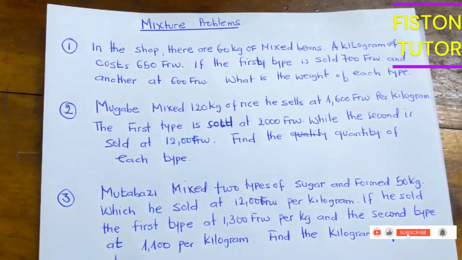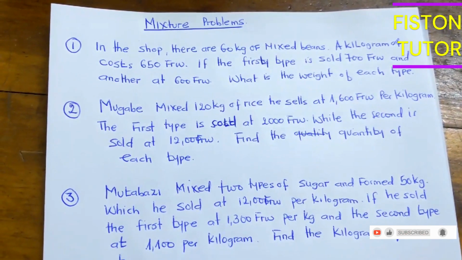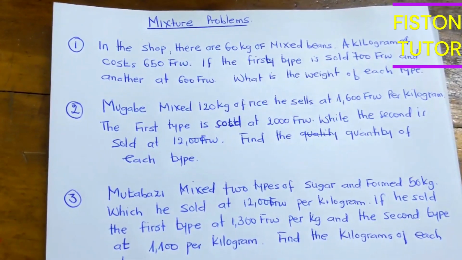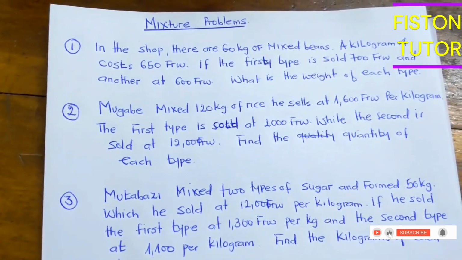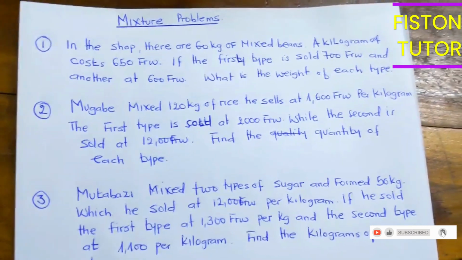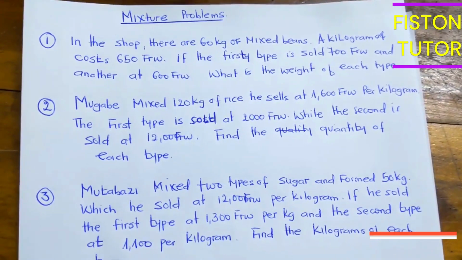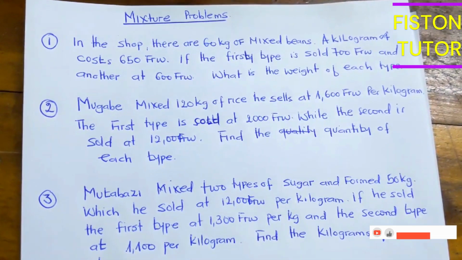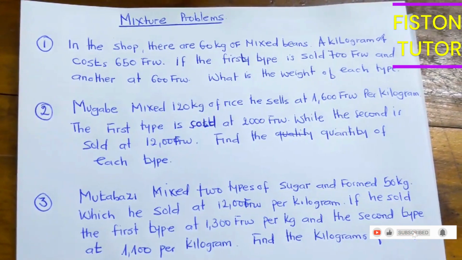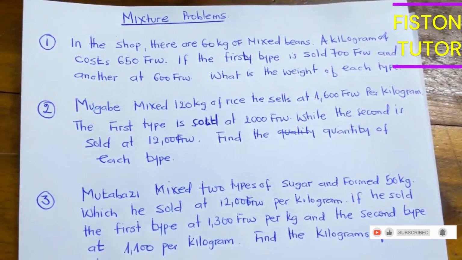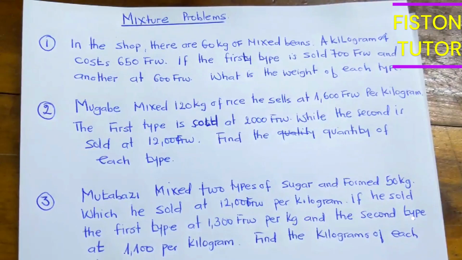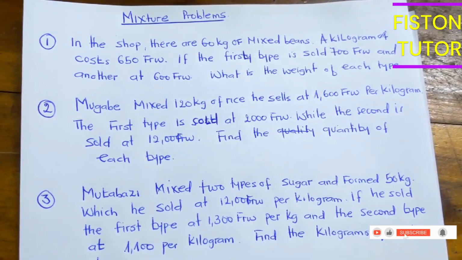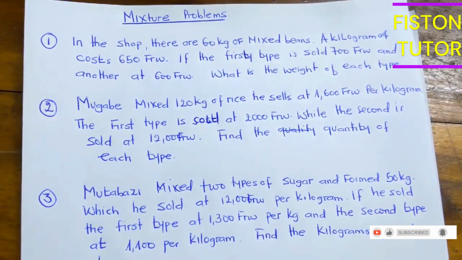Today we are going to solve the problems related to mixture problems, and we have a list of questions. There are 3 questions that we are going to solve together. The first question is, in the shop there are 60 kg of mixed beans. A kilogram costs 650 francs. If the first type is sold at 700 francs and another at 600 francs, what is the weight of each type? That is the first question.